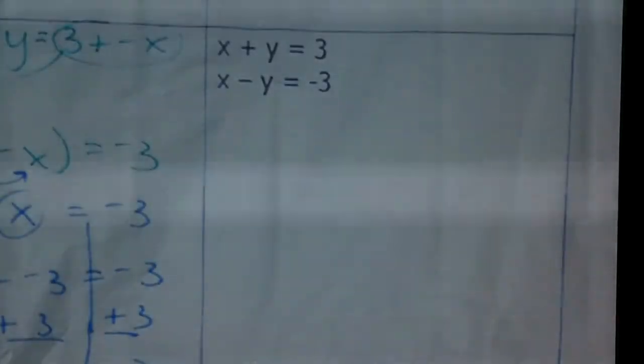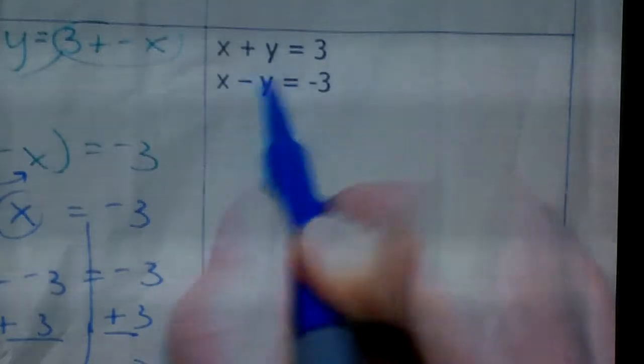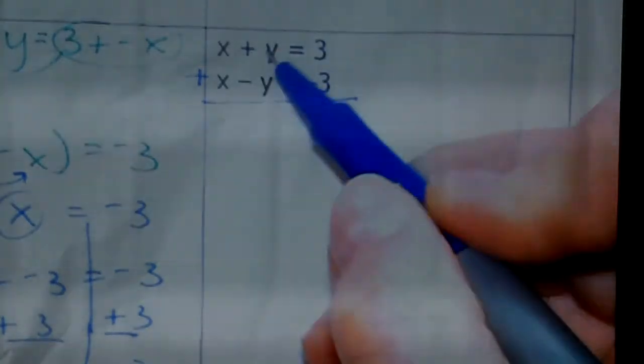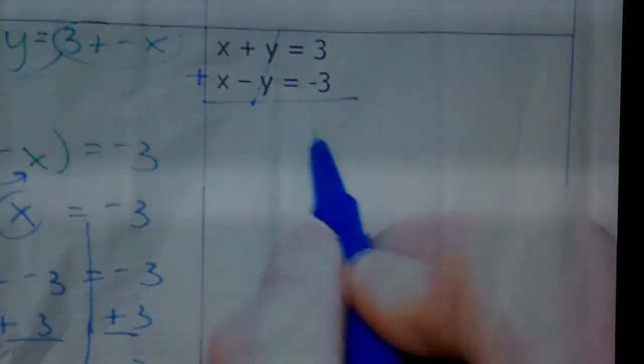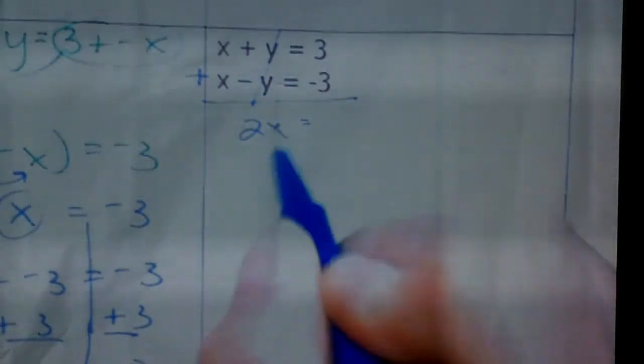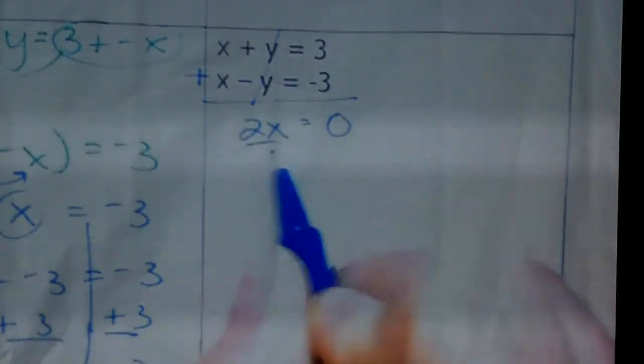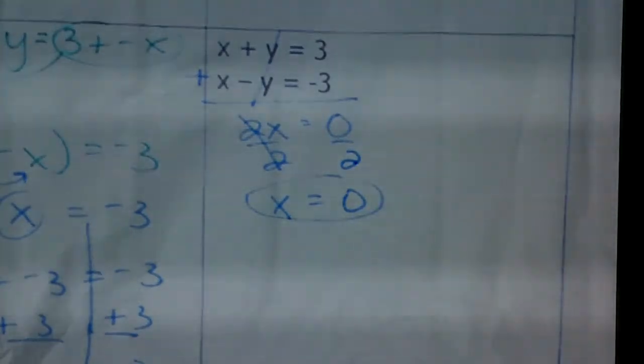All right, last one, a nice review of elimination. This one's set up nice and pretty for elimination. That's probably the method that I would use to solve this one. I see that I have a positive y, I have a negative y. That's set right up to go ahead and cancel. So with elimination, this y plus negative y would be gone. I'd be left with 2x, and 3 plus negative 3 is 0. Divide by your 2. We get our x as 0.